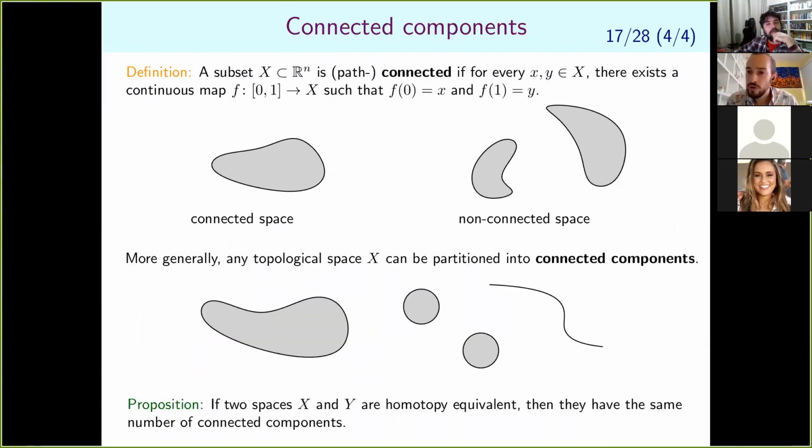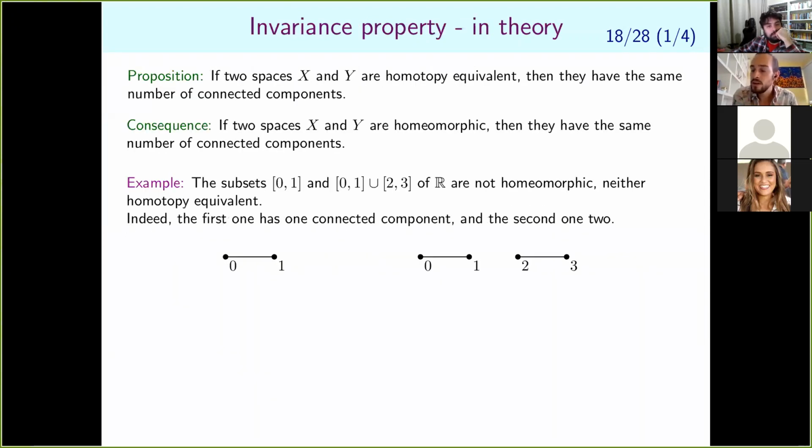I'd like to propose an application of that in theory and then in practice, in data analysis. So I wrote again the proposition. By the way, a consequence of that is if 2 spaces are homeomorphic, then they also have the same number of connected components, because if 2 spaces are homeomorphic, then they are homotopy equivalent. And we can apply this proposition.